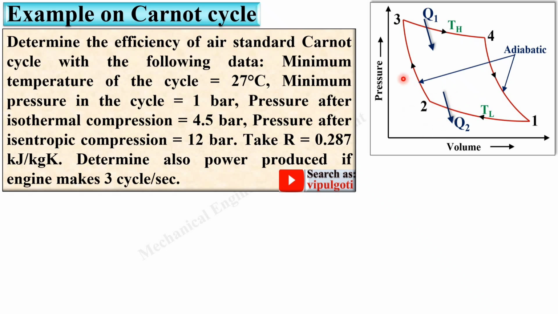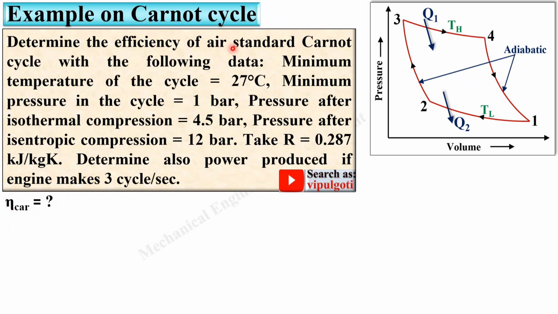So my dear friend, you have to remember that in the Carnot cycle there are four basic processes, two adiabatic processes and two isothermal processes. So first of all I am going to write the given data into the symbolic notation. Determine the efficiency of air standard Carnot cycle, means you have to find the efficiency of the Carnot cycle. So that is the objective.